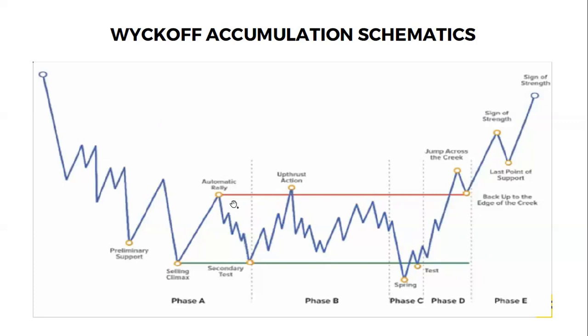Once it is completed, what happens right here? The secondary test gets in. So what is the secondary test? It is nothing but what comes after the automatic rally. They tested buyers right here. The market came down, there were no sellers, it came up again, there were no buyers, and again the market is coming down to test the selling climax levels.